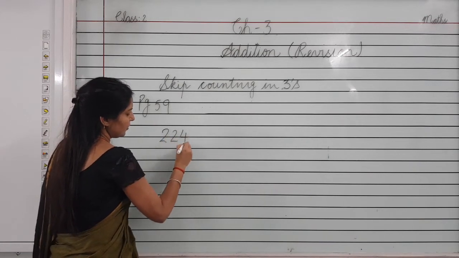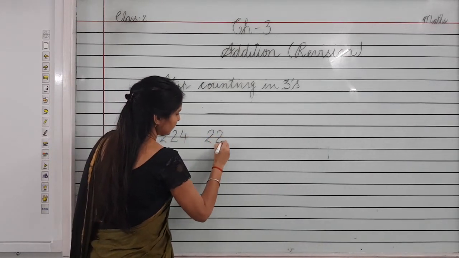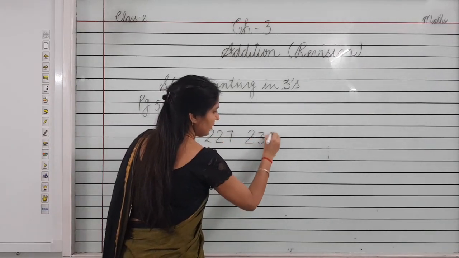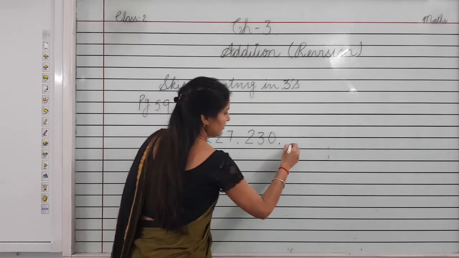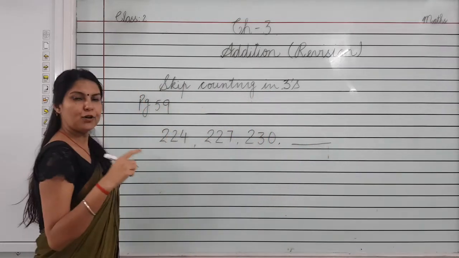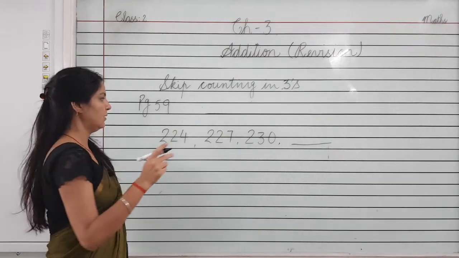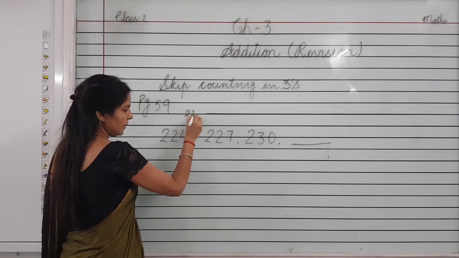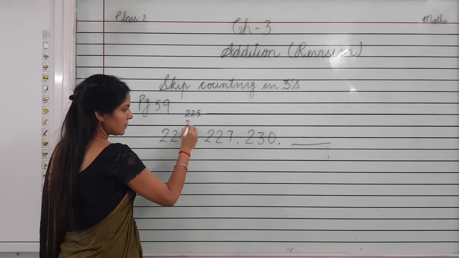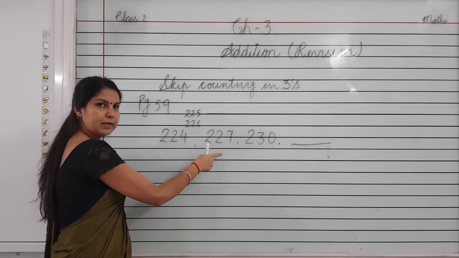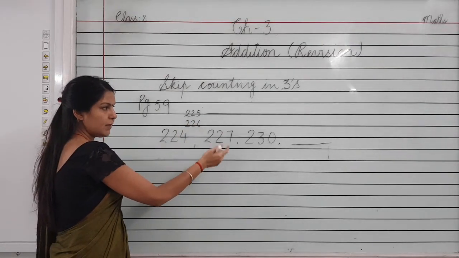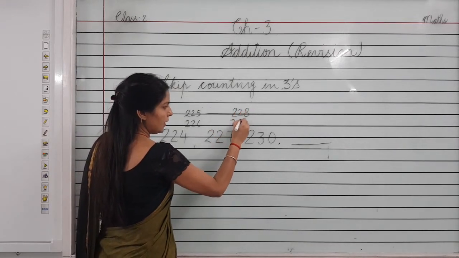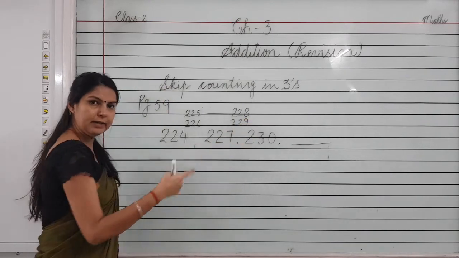224, 227, 230. These numbers are given in the sum. In skip counting 3s, what will you do? You will skip two numbers here. After 224, let's see. 225 is skipped and 226 is skipped and 227 is written. After 227, 228 is skipped and 229 is skipped and 230 is written.